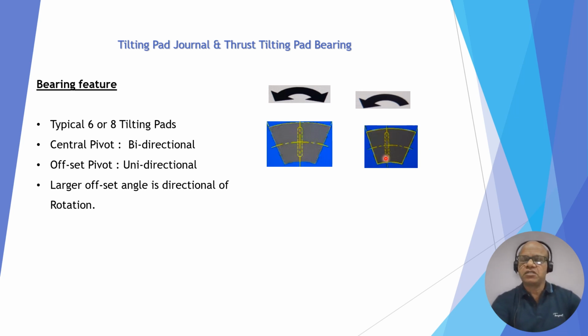since the pivot is very close, it will not allow making the converging area at this end, and that is why it cannot be this direction. It has to be only this direction with this configuration. So always the larger offset angle is the direction of rotation.